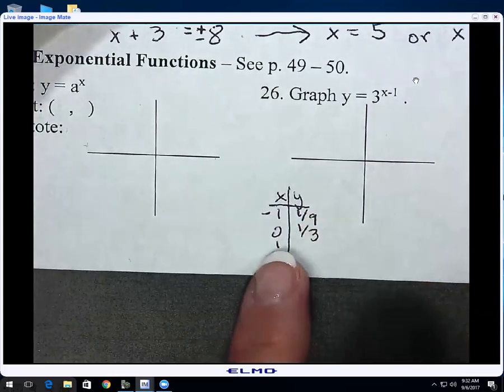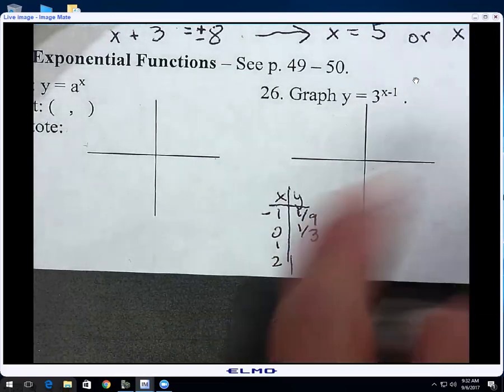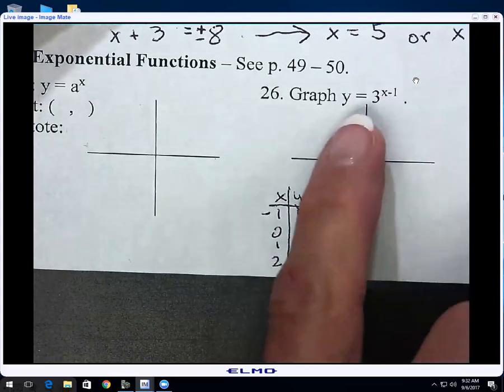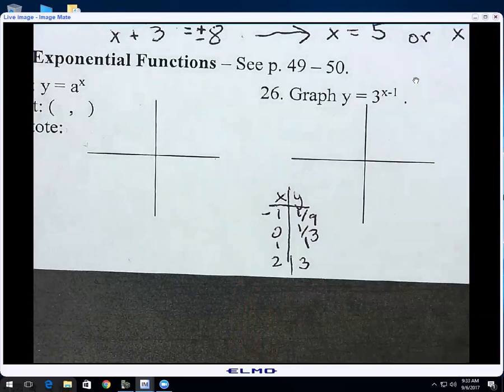If I let x be 1, that's 3 to the 0. What's 3 to the 0? 1. And if I let x be 2, that's 3 to the 1st, which is 3. Graph those 4 ordered pairs.